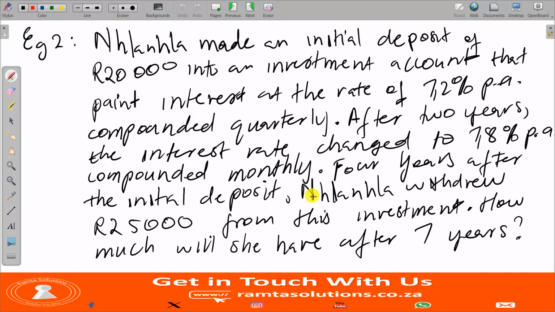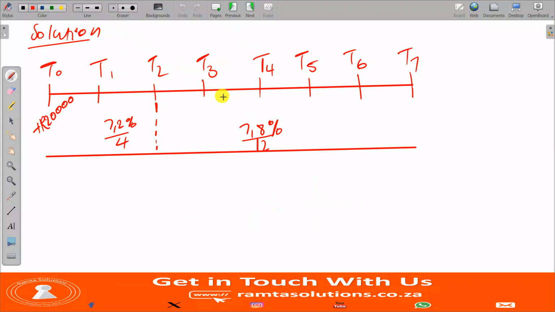Now, 4 years after the initial deposit, Nhlanhla withdrew 2,500. I see here I wrote 25,000, but it's 2,500. So here she withdrew 2,500. Now, how much does she have at the end?